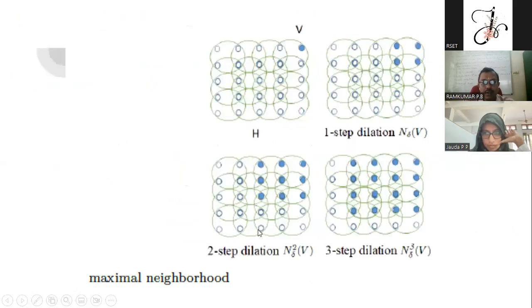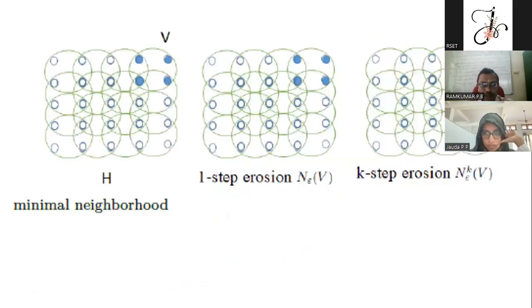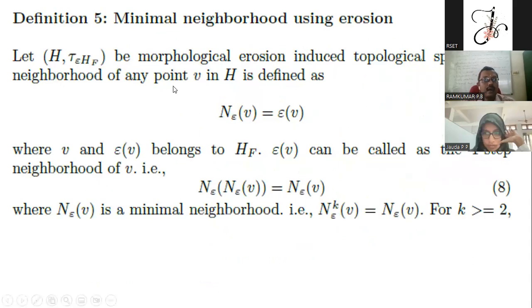So like this, h is a given hypergraph. One-step dilation is denoted by n delta v. This is a one-step dilation of that vertex v, and this is two-step dilation n delta square v, like that. In that way, we can define a maximal neighborhood. Similarly, using erosion, we can define minimal neighborhood also. And minimal neighborhood is defined like this in terms of erosion.